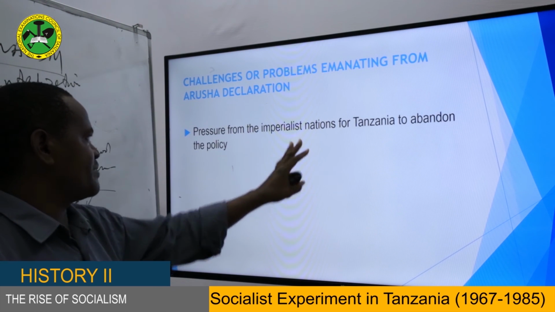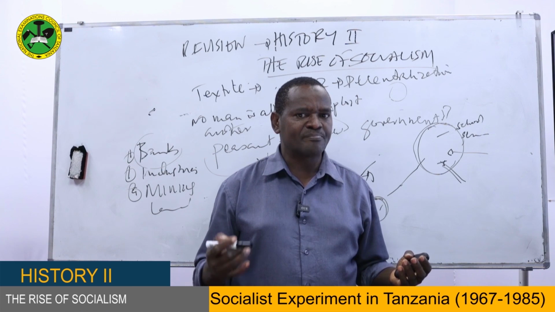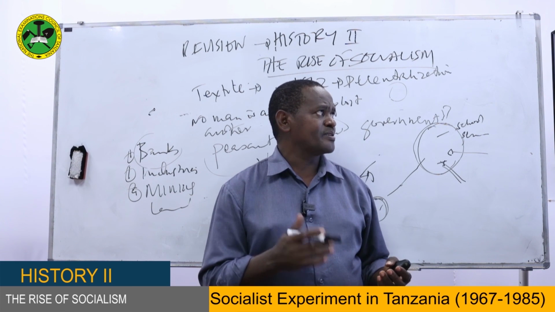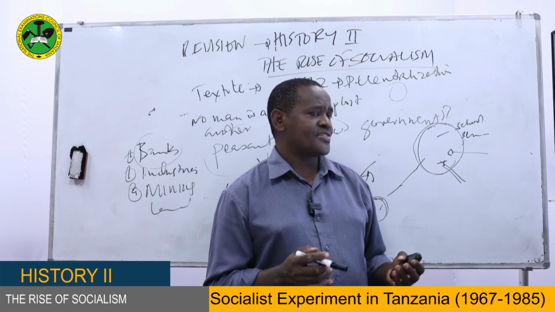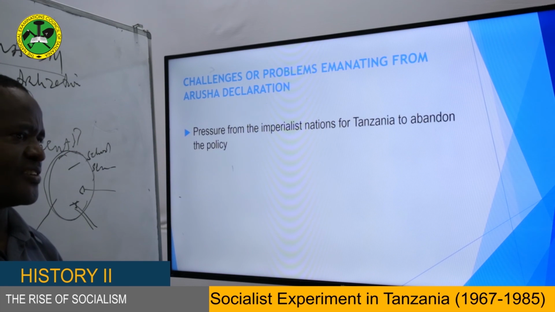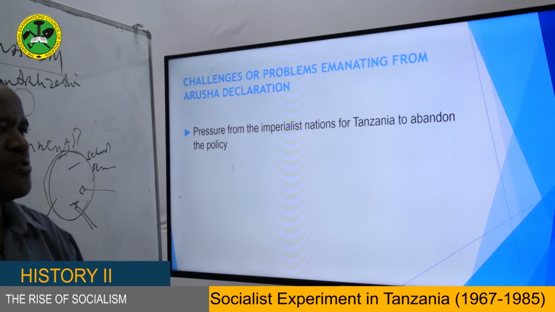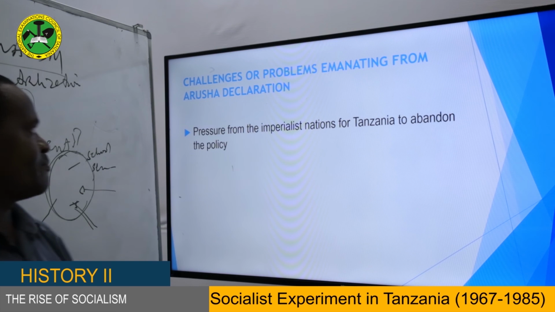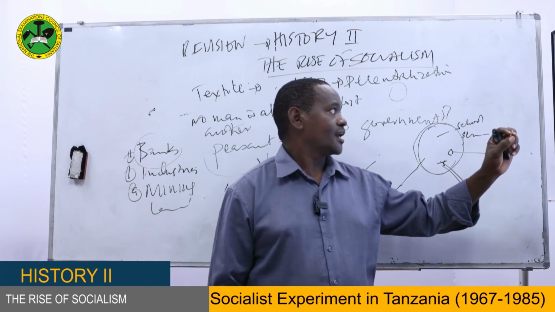Also, pressure from the imperialists. Of course, we can't ignore the pressure from the imperialists. While we were trying to build socialism, while we were trying to implement the Arusha Declaration, the imperialist nations were trying hard to make sure that our policies failed. So you can see there were some contradictions regarding these two things. They want us to fail, we want ourselves to succeed. So that probably led to the failure of the Arusha Declaration and so on.